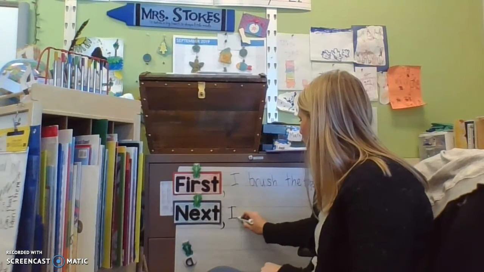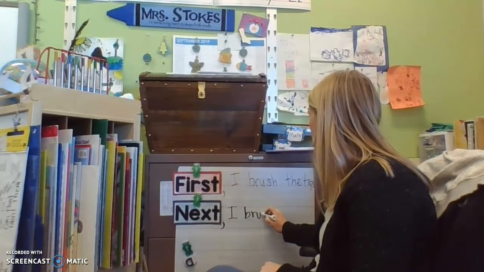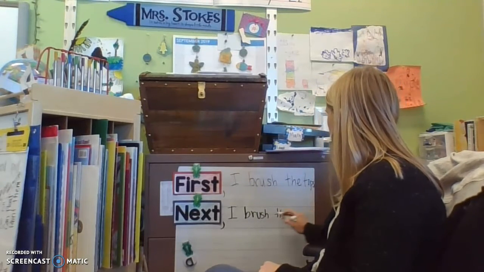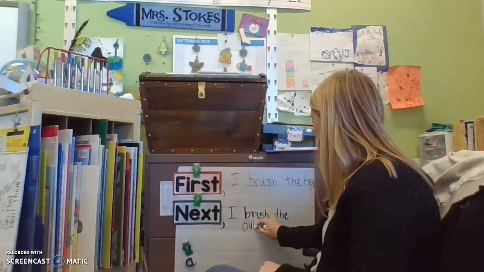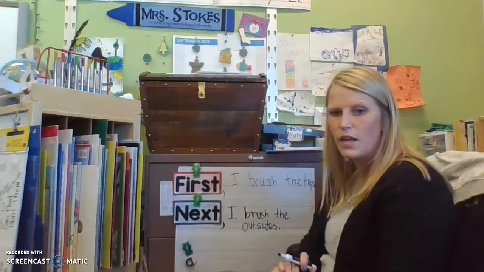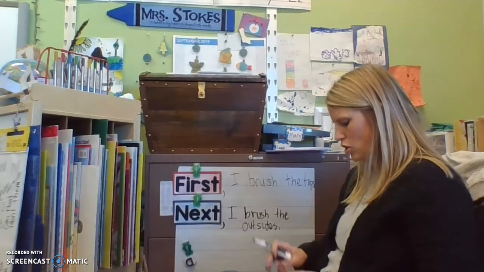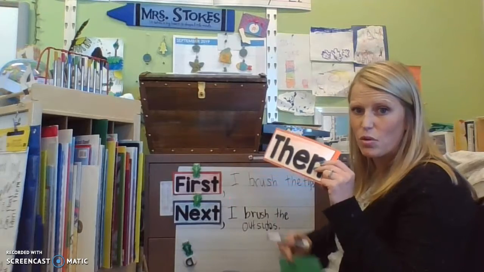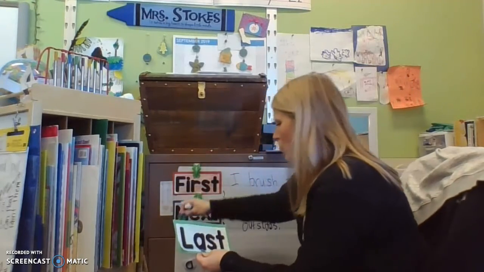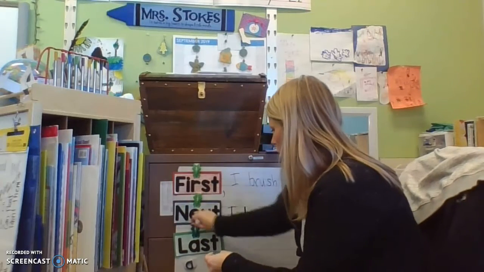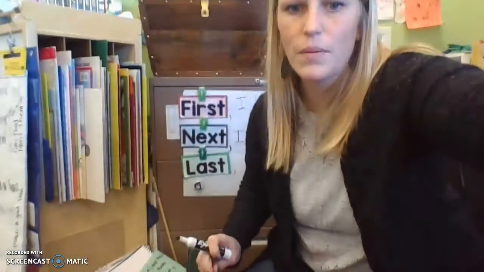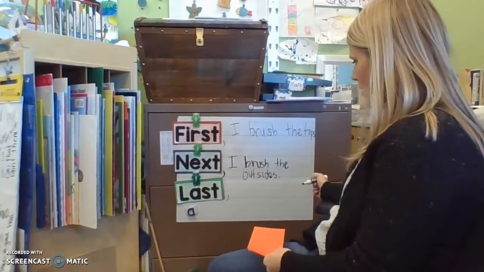Next, I brush the outsides. I put a period at the end, and then I'm ready for another transition word. I might use then if I have 3 steps, but I'm just going to do 3 steps. So I'm going to use last because I do this one for my final step. And again, after my transition word, I use a comma, and then I'd write my last step. I brush the insides, okay?